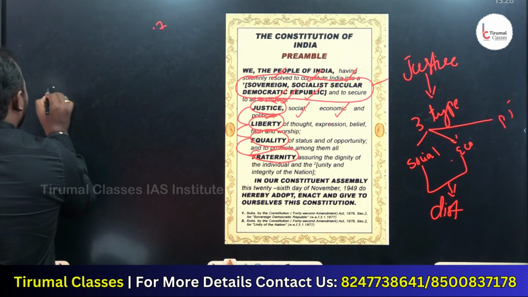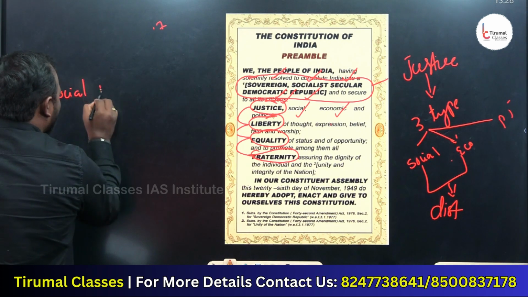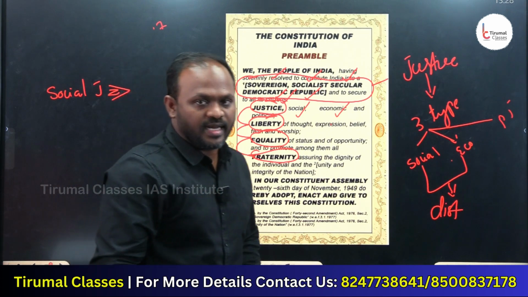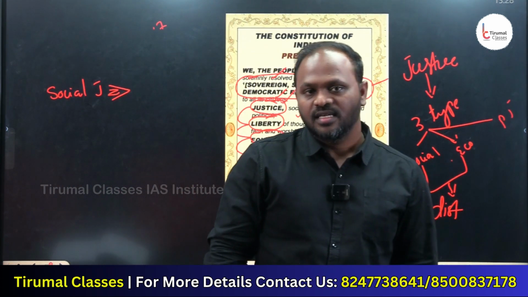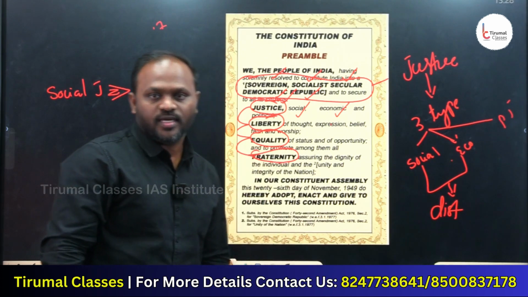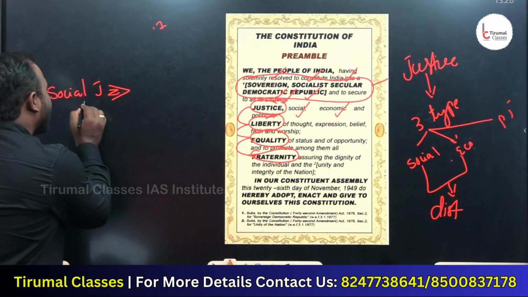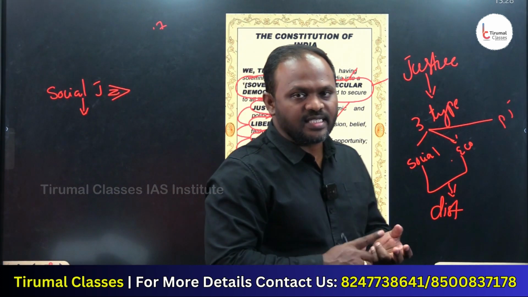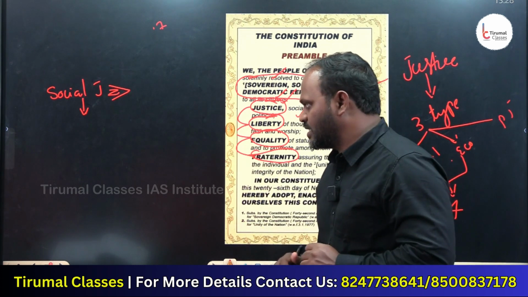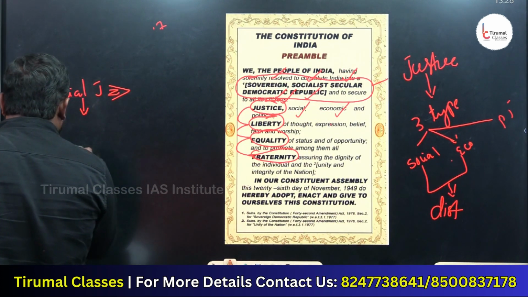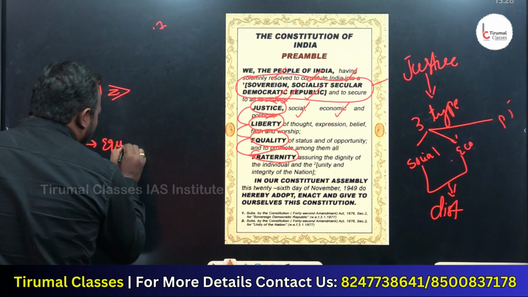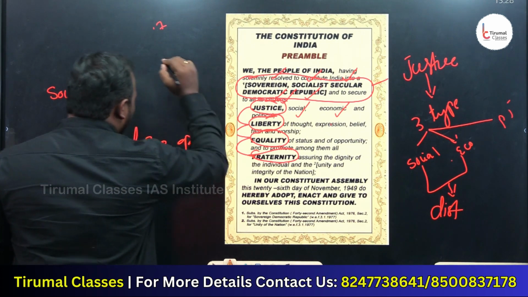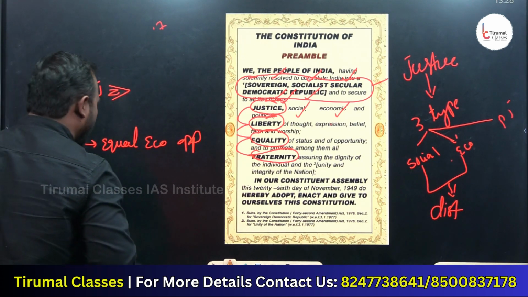What do you mean by social justice? Social justice means treating all the citizens equally irrespective of their caste, color, religion, giving equal social status to all the citizens irrespective of their color, race or religion. What do you mean by economic justice? Providing equal economic opportunities for all the citizens of India is called economic justice.